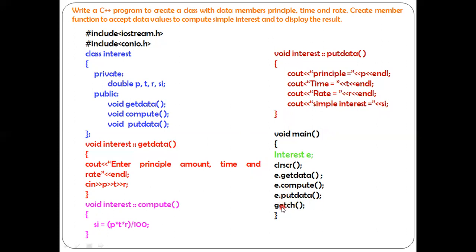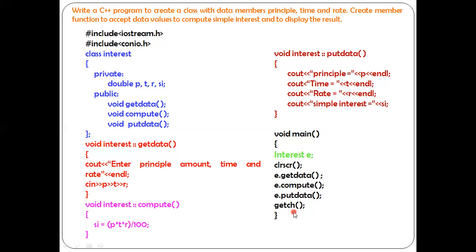So after put data, we have a get function. Why do we use the get function? Once we finish the program, we compile the program and run the program. Once we run the program, it will ask for a message to provide the principal amount, time period, and rate of interest. Once we input all the values P, T, R and press the enter key, it won't come back to your program screen. You will be getting the output right there. After pressing the enter key, you will be able to see the output.